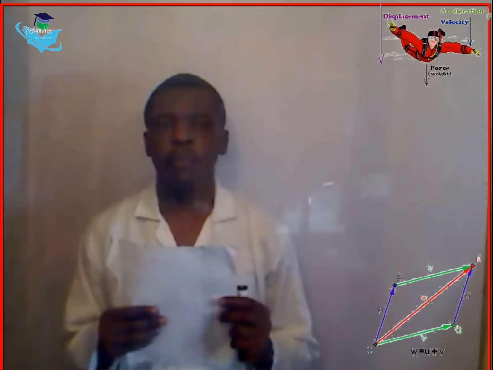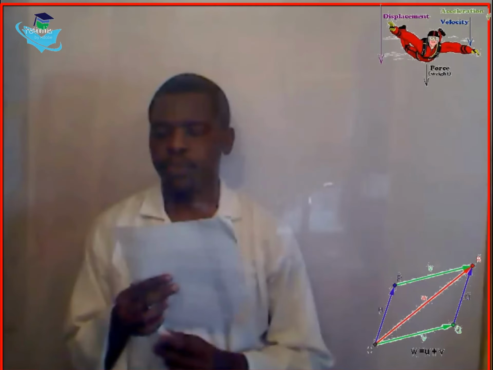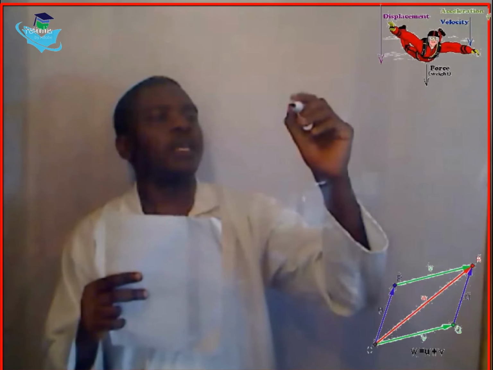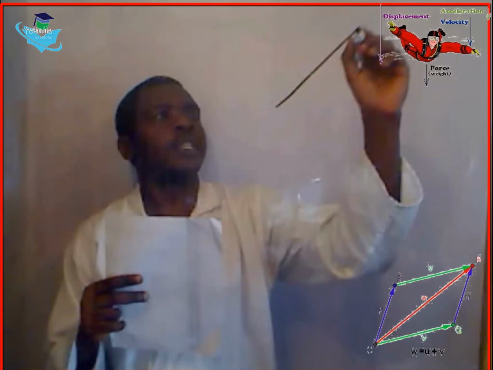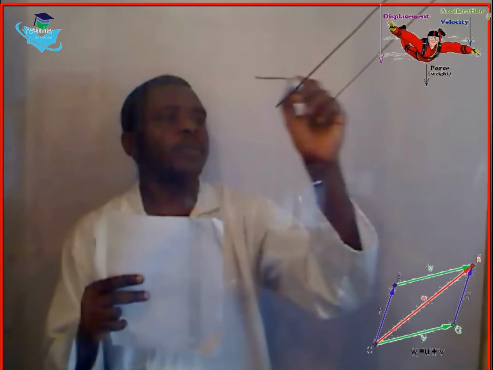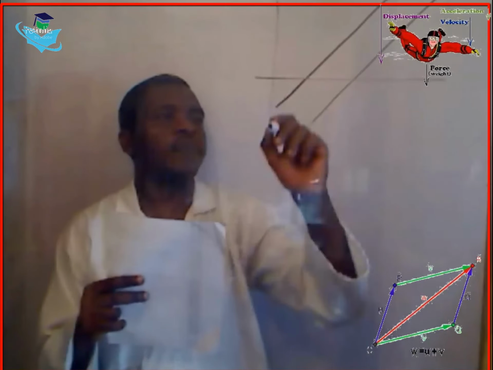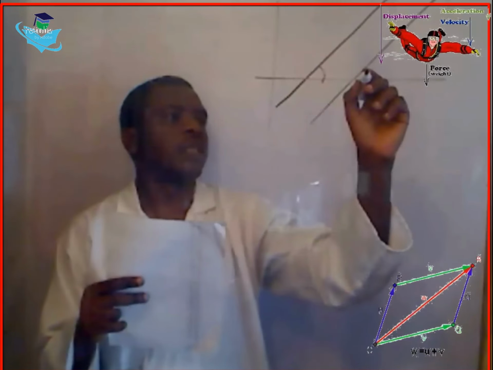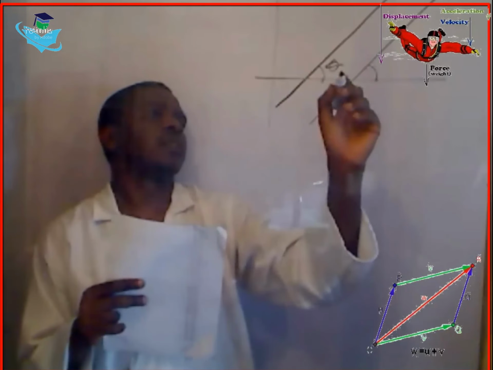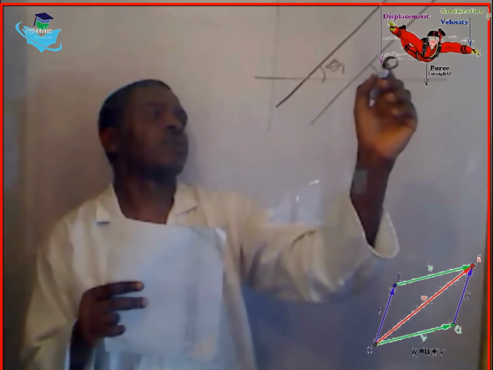Parallel and perpendicular vectors. Two vectors are parallel if they have the same direction. So in this case, we see here that the angle that the vector makes with the horizontal, theta 1, is equal to theta 2.